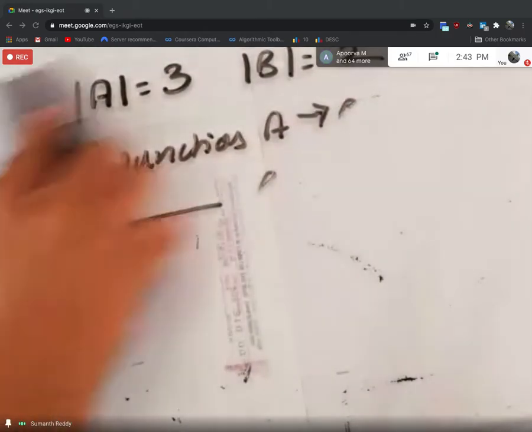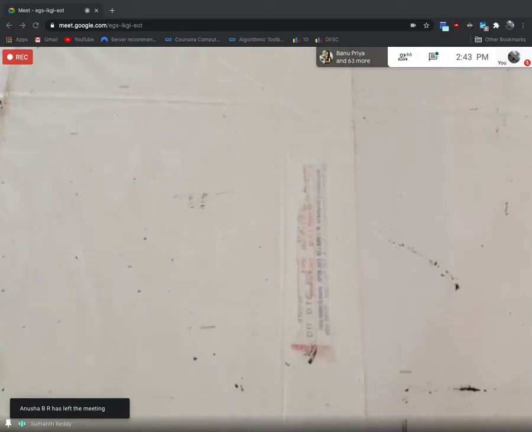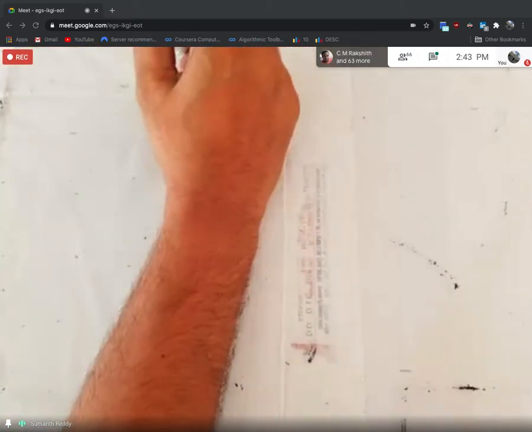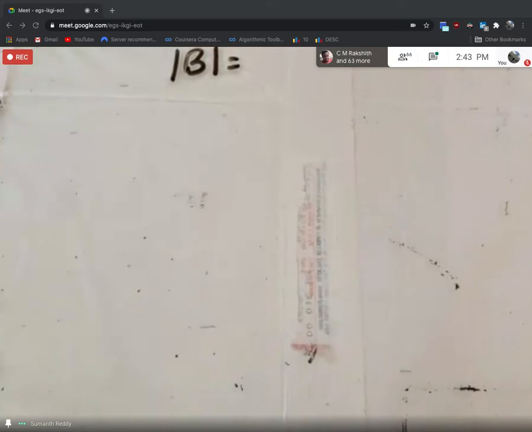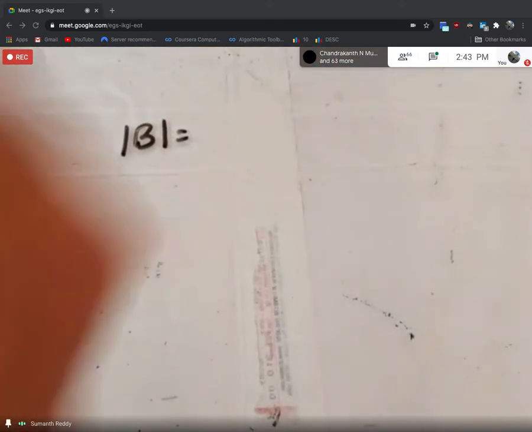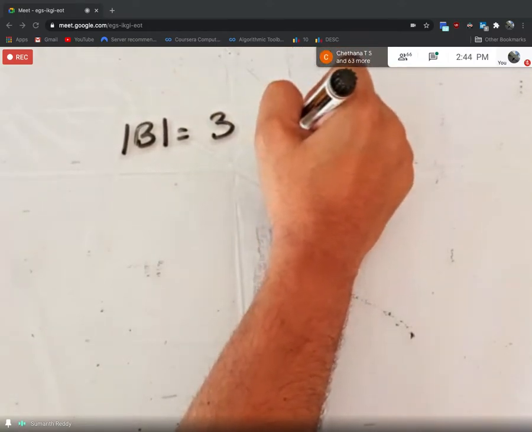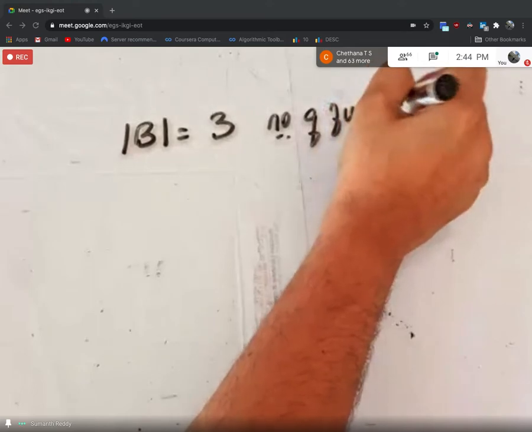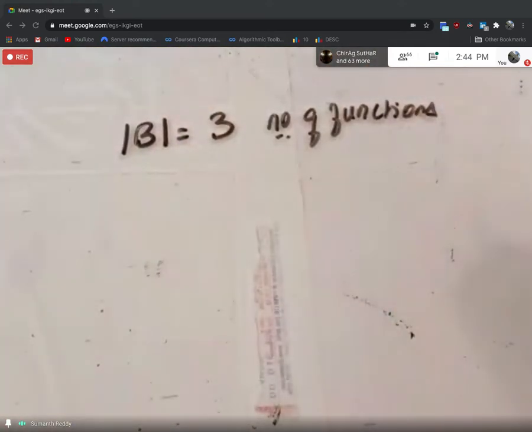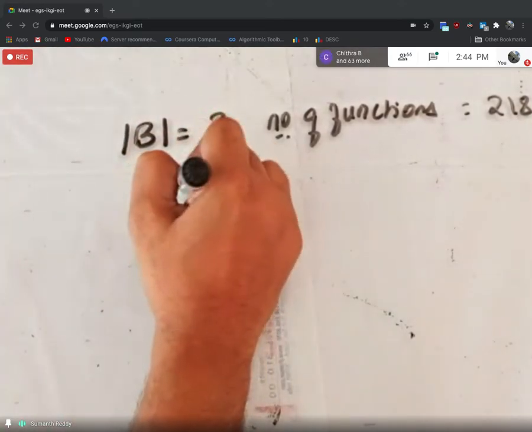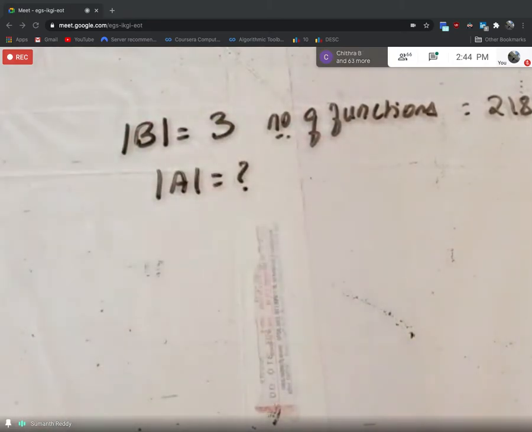But in the exam, they won't give questions like this. Instead, they will ask like this. So this is one of the exam problems. Let me see how many of you will solve this. Let set B be such that the number of elements in the set B is 3, and the total number of functions is equal to 2187. And now he is asking you what is the total number of elements in the set A.